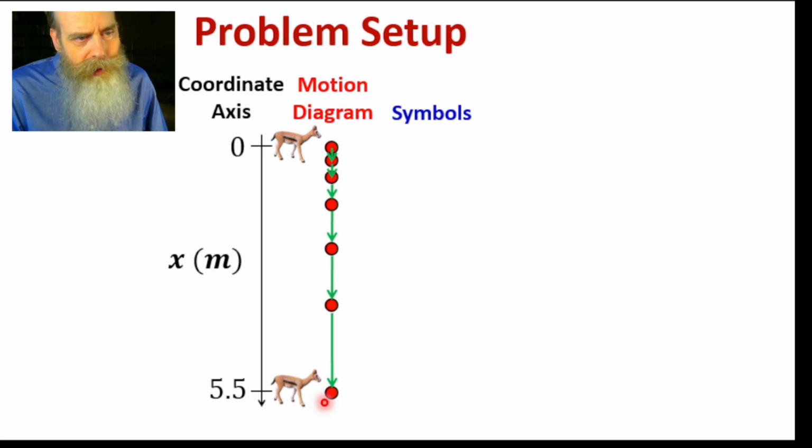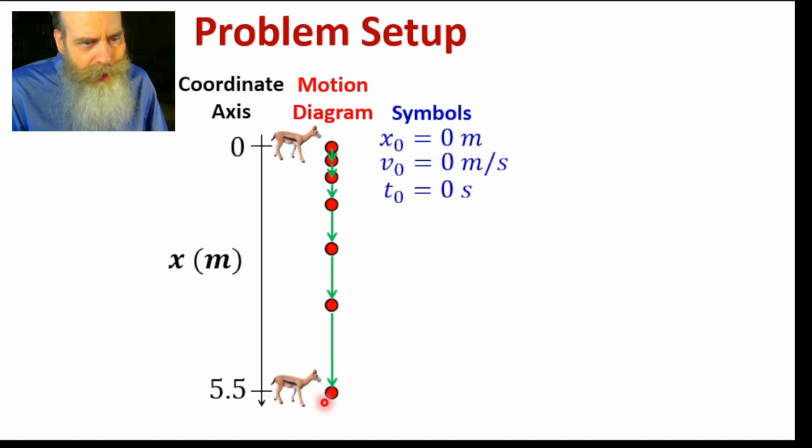Now let's define the symbols. x0 is the initial position. It was 0 meters. v0 is the initial velocity. It was 0 meters per second. And t0 equals 0 seconds. That is where we started the clock. Then at the end, x1 is 5.5 meters.